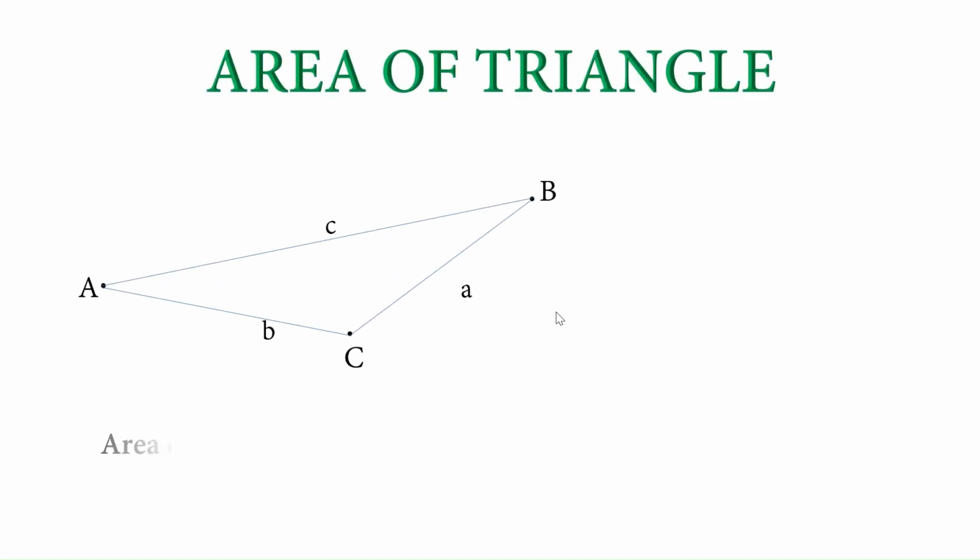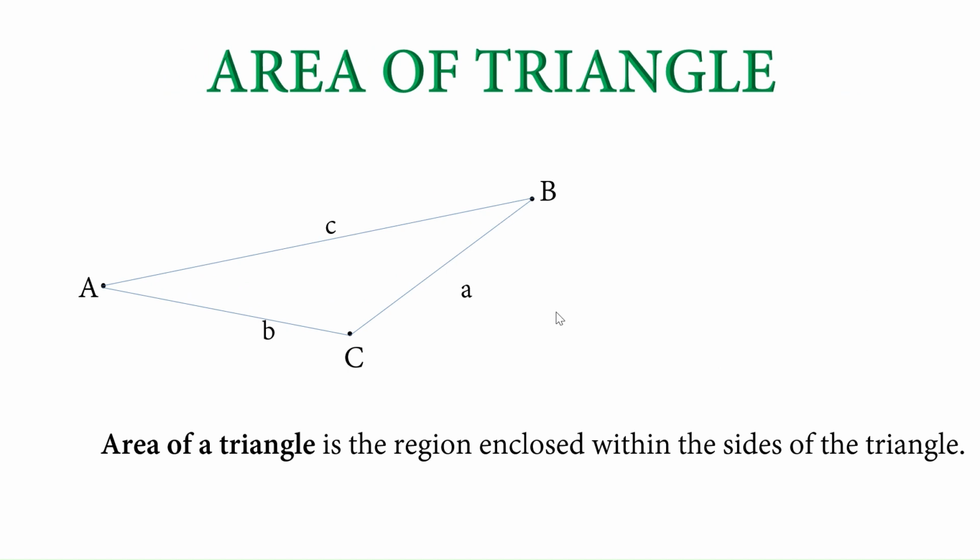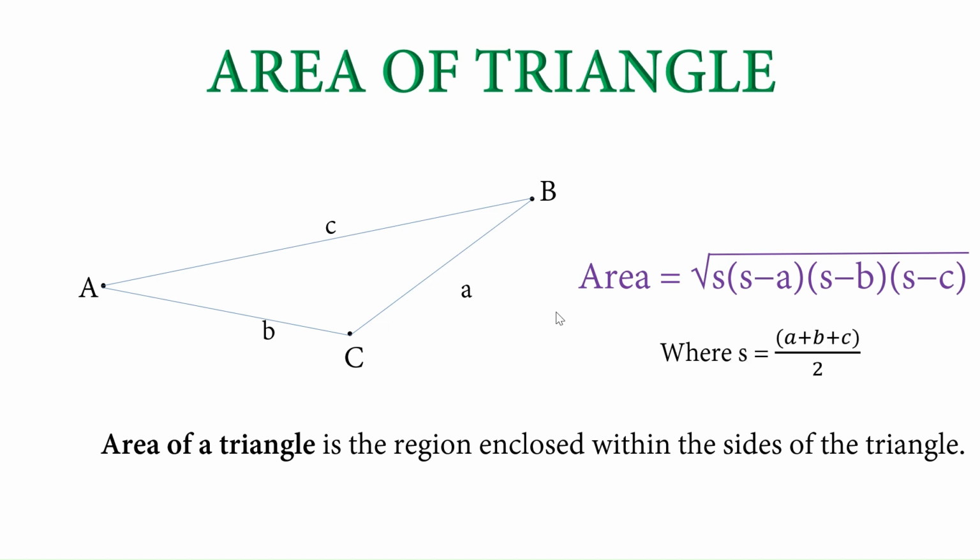Area of triangle. Area is nothing but the region enclosed within the sides of a triangle. When we know only the sides of a triangle, we can use square root of s into s minus a into s minus b into s minus c as a formula to calculate area, where s stands for semi-perimeter, that is a plus b plus c by 2. This formula is also called Heron's formula.